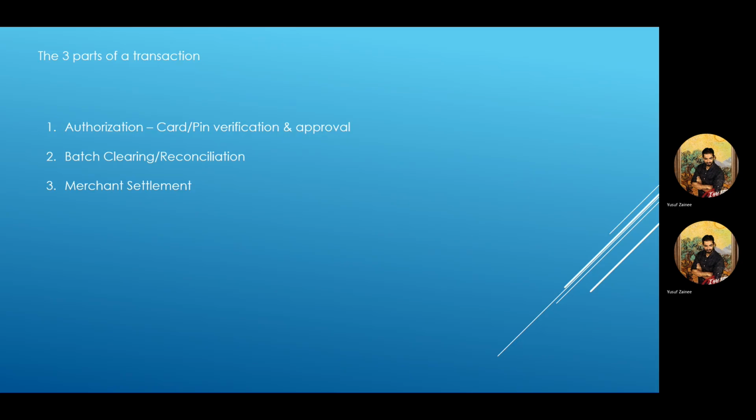So let's see what are the three parts of a particular transaction. The first one is authorization. The second one is batch clearing or reconciliation. The third one is merchant settlement.